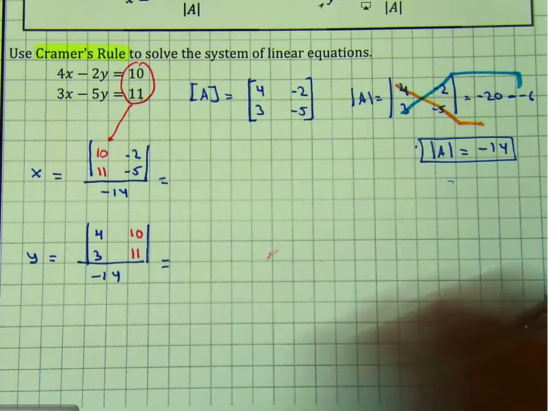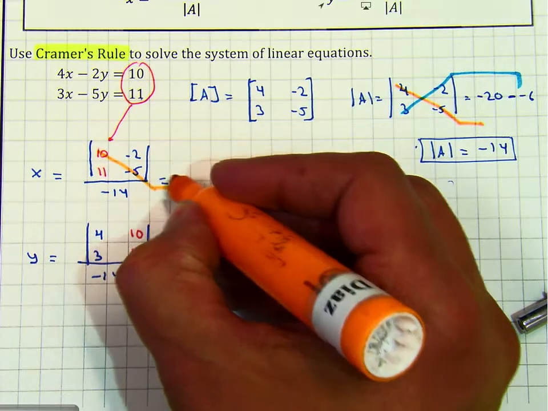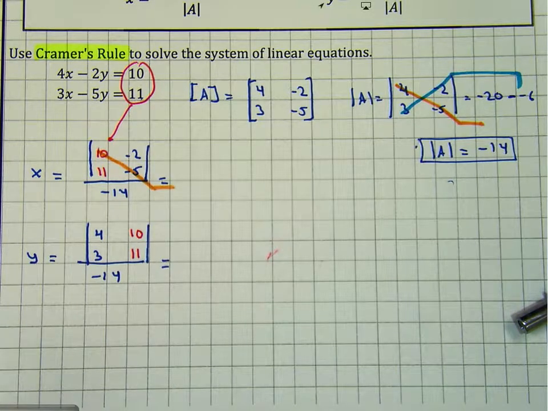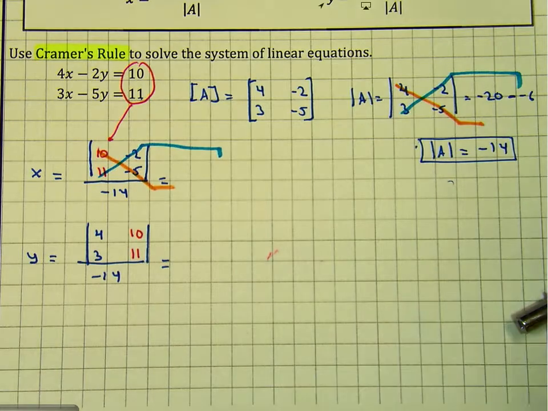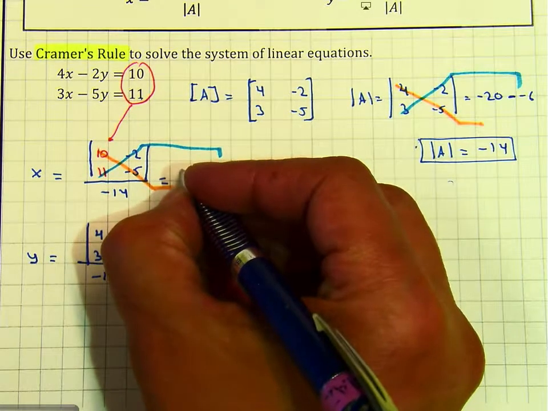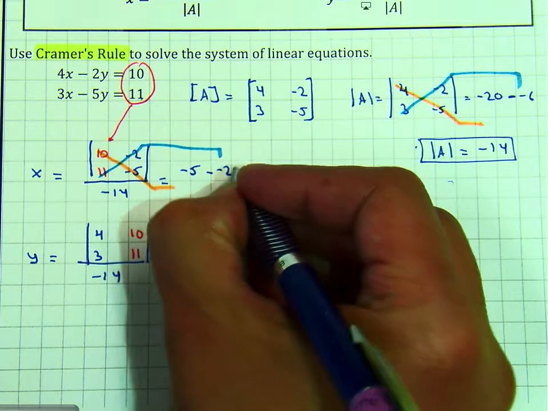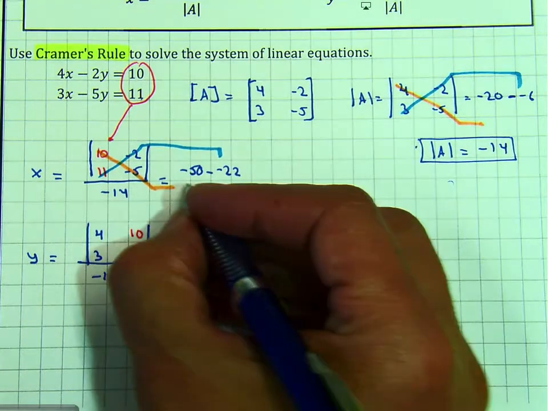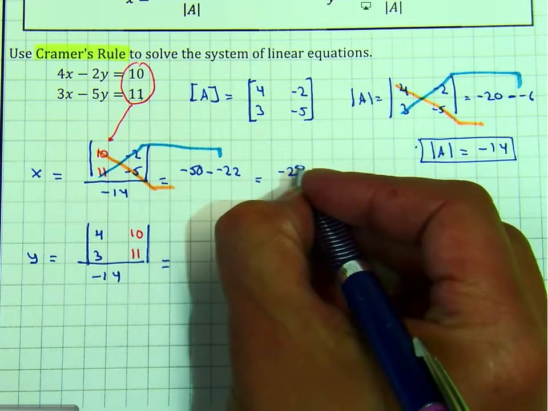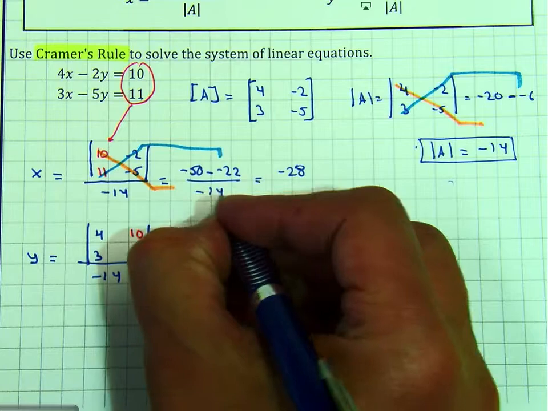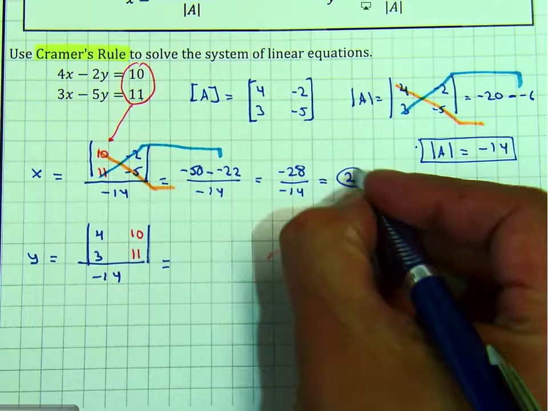So now I'm going to multiply: -50 plus 22. So this will be -50 minus -22. So therefore, that gives me -28. My denominator is -14. So therefore, x is equal to +2.